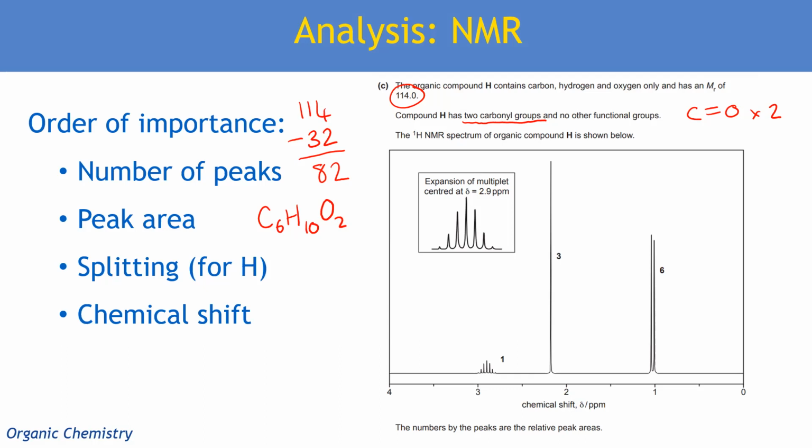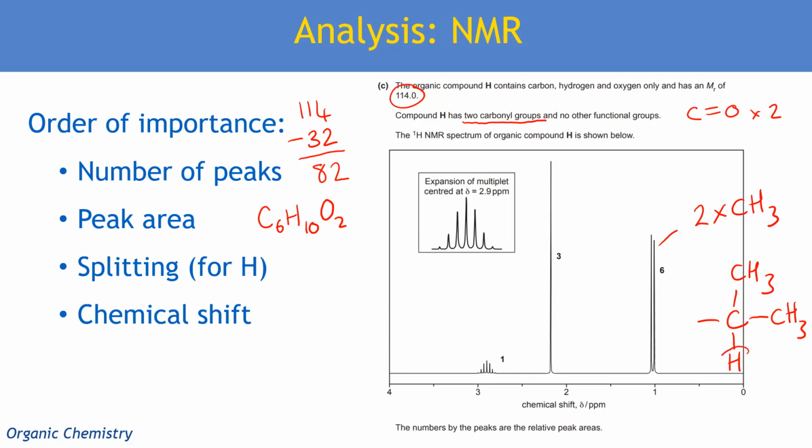And the other thing that I would look at, so that tells me I have 2 lots of CH3 and they're on the same carbon, and they are split into 2, which means they must be next to 1 hydrogen. So I've already done all of that just from that peak there.